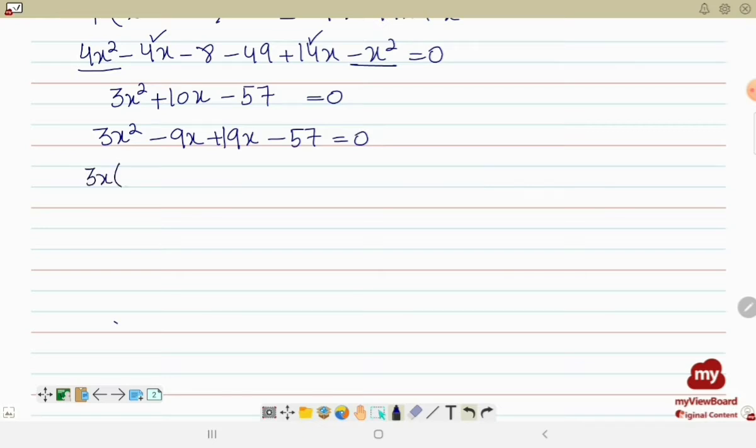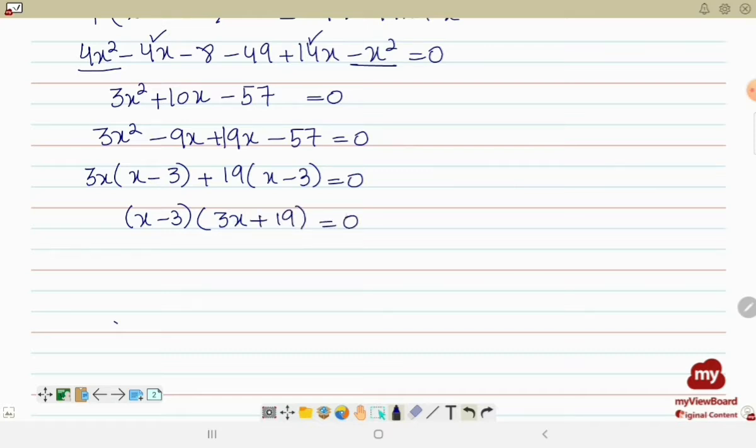So let's take 3x common. From here, x minus 3. And then again plus 19 common, x minus 3. Again, x minus 3 is the common factor. So we'll take it out as a common factor, and we are left with 3x plus 19 equals 0. So here we have either x minus 3 equals 0 or 3x plus 19 equals 0. So we'll have x equal to 3 and x equal to minus 19 by 3.